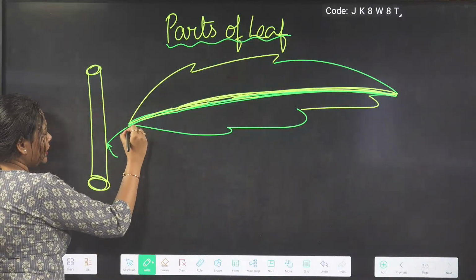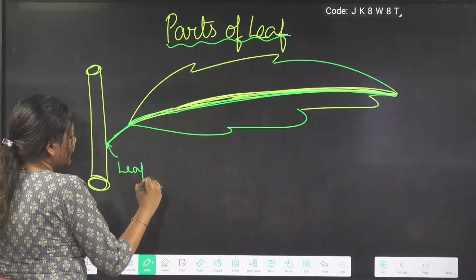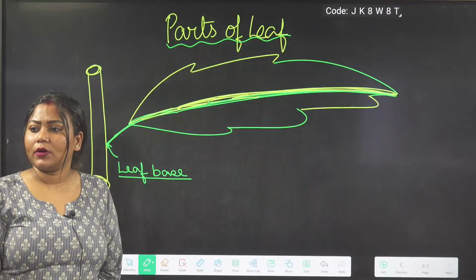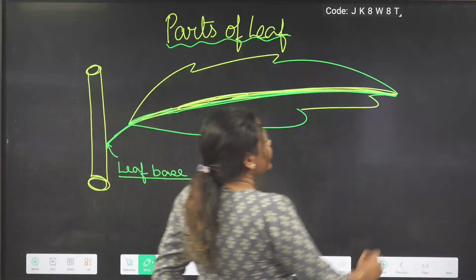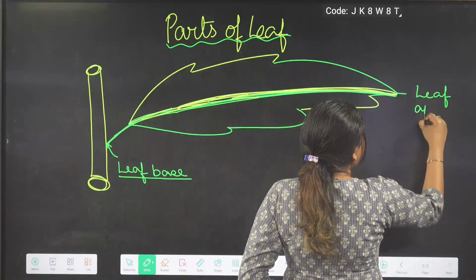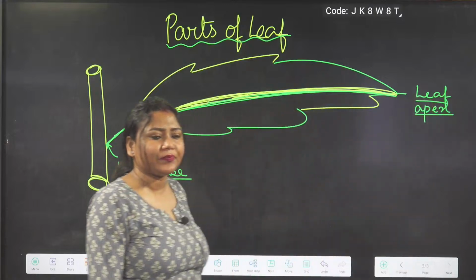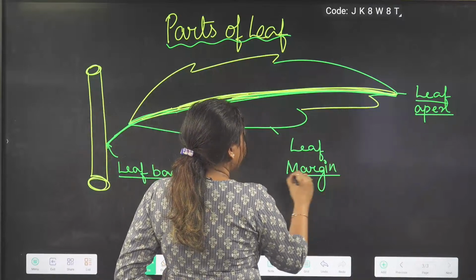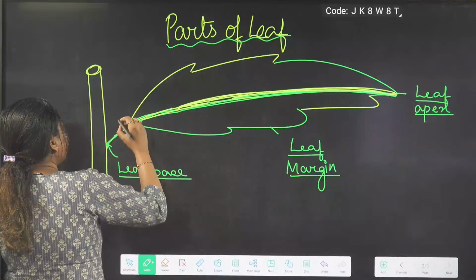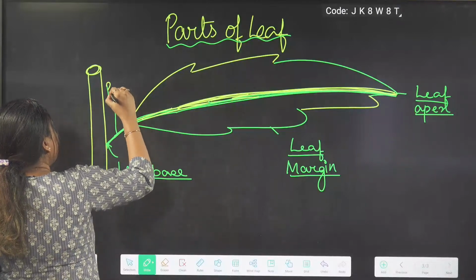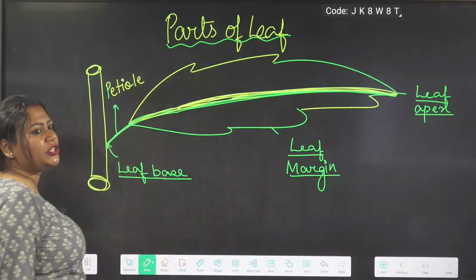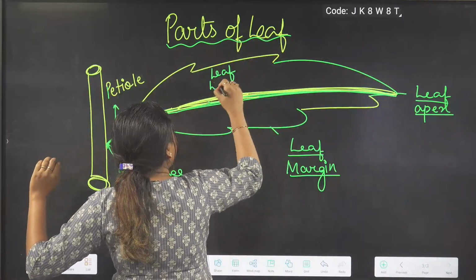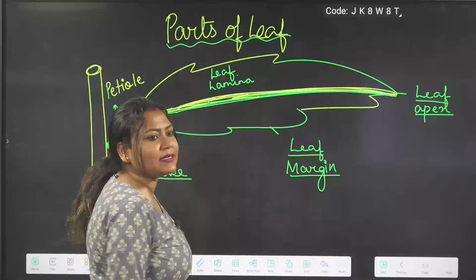Now, this portion where the leaf is attached to the node is known as the leaf base. Okay, now this is known as the leaf apex. This is known as the margins of the leaf, or you can say leaf margin. This stalk that is connecting the leaf to the node is known as the petiole. The entire body of the leaf is known as the leaf lamina.